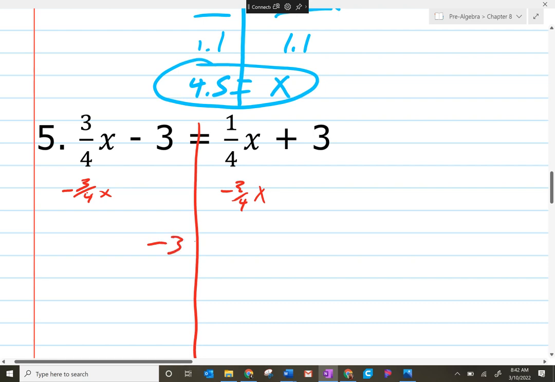This one I'm left with negative 3 equals 1/4 take away 3/4. They both have the common denominator of 4, so I know that my fraction will have a denominator of 4. So what's 1 minus 3? Negative 2. I get negative 2/4 x. Then I'm just going to rewrite this stuff. Plus 3. Awesome.